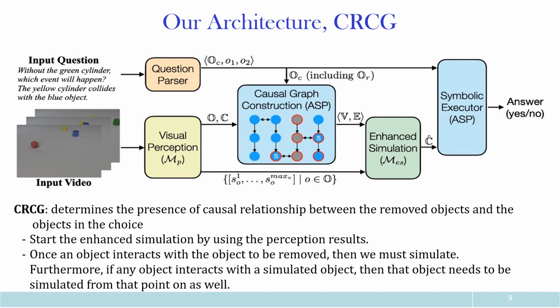We use CRCG to determine the presence of causal relationships in the original scene between removed objects and the rest of the objects. This information is integrated into an enhanced simulation, where only objects that need to be simulated are.